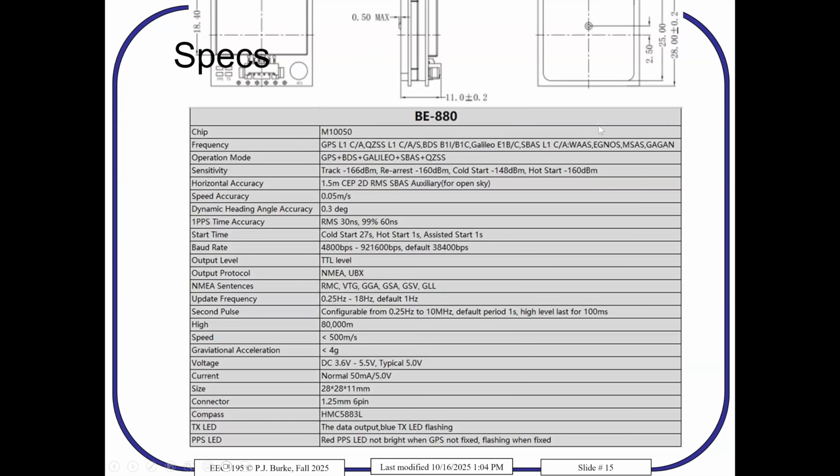Okay, here's the specs, and I want to go over these in a little more detail just so you understand what all the specs are. So the chip is an M10. The company that makes most of the chips is u-blox, and M8 and M10 are their most recent versions of the GPS chips. The frequency is L1, which we discussed. They don't have L2 on here. However, the United States is no longer the only game in town.